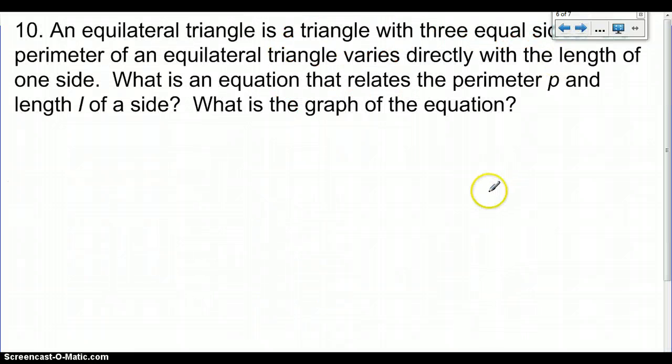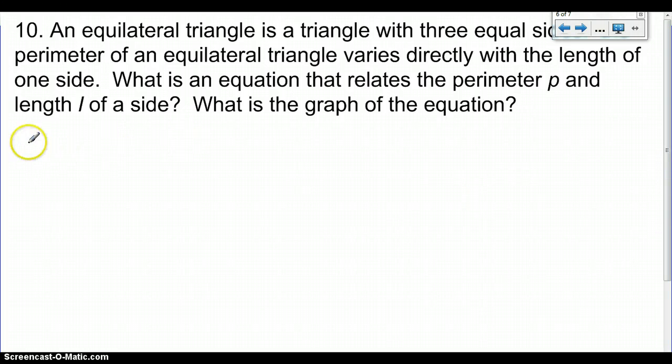Let's move on. So for this number 10, an equilateral triangle is a triangle with 3 equal sides. The perimeter of an equilateral triangle varies directly with the length of one side. What is an equation that relates the perimeter P and the length L of a side? What is the graph of the equation? So we need to come up with an equation.